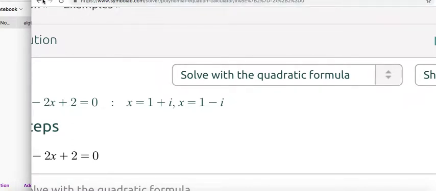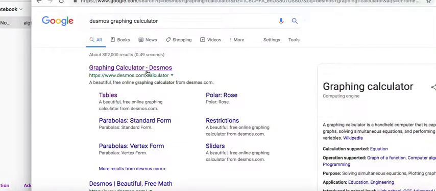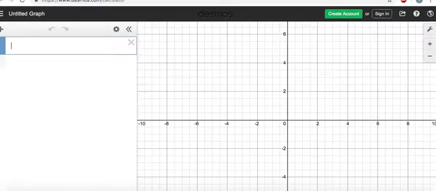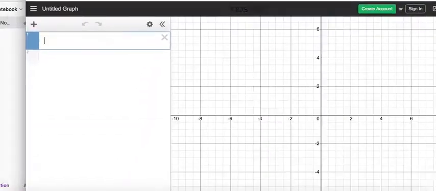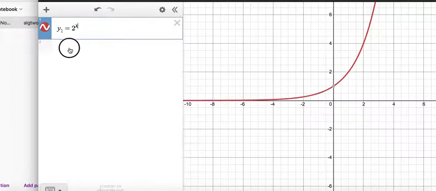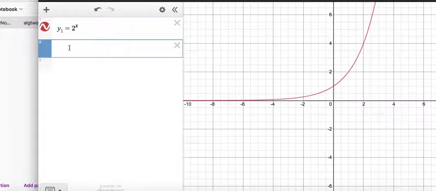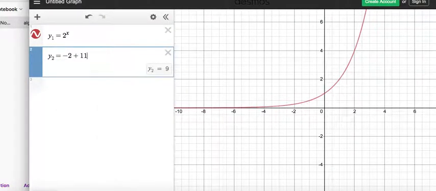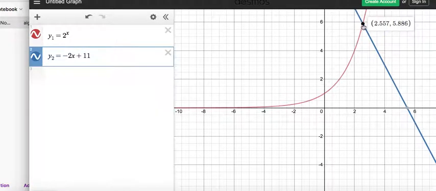All right, I'll reload this. I'm using the Desmos graphing calculator, and we just want to look for the point of intersection. So I'm going to set one of the equations equal to 2 to the x power. You could put the parentheses, that's how I usually do it, or in the base too, but it's not necessary as long as you remember to put the x in the exponent. Negative 2x plus 11 is linear. Oh, I forgot to put the x. Okay, there's one point of intersection.